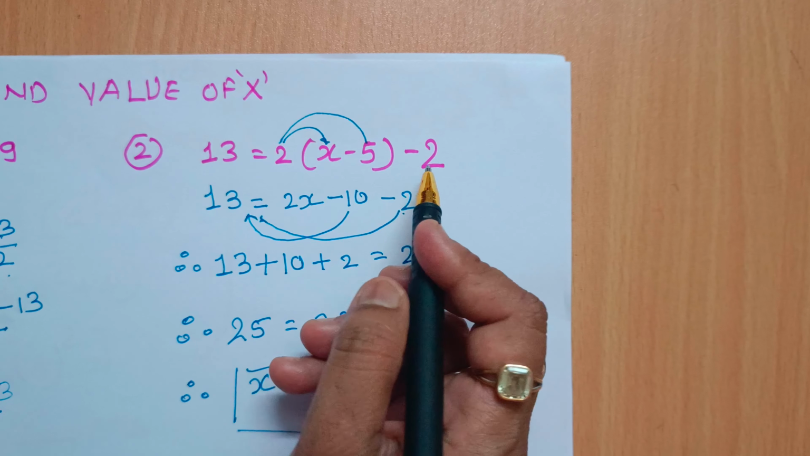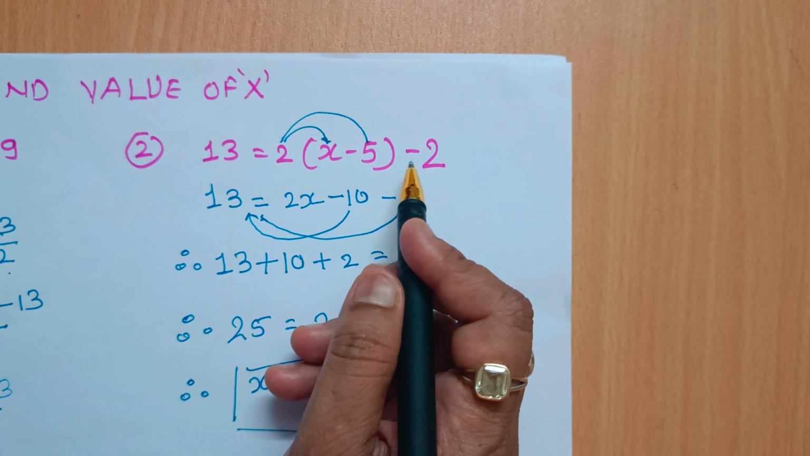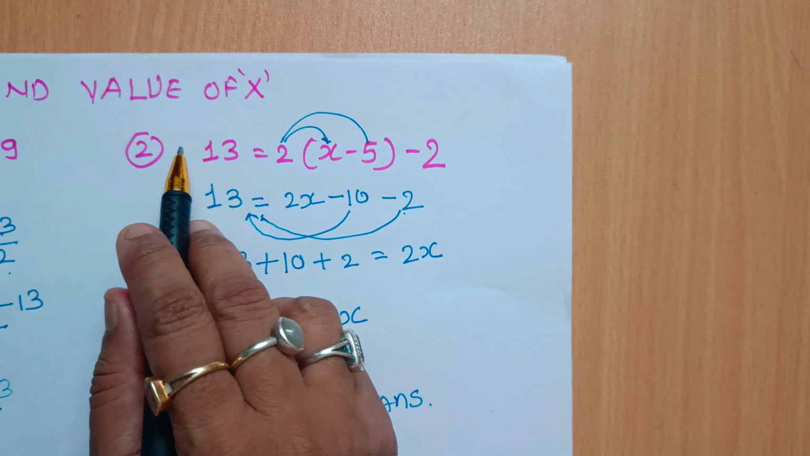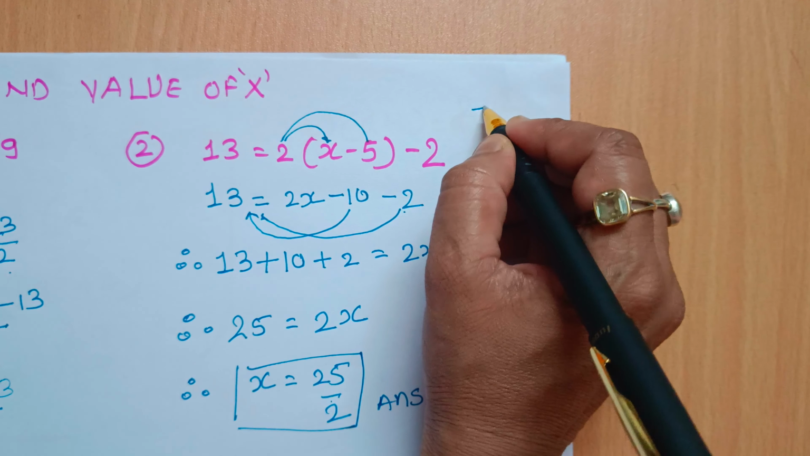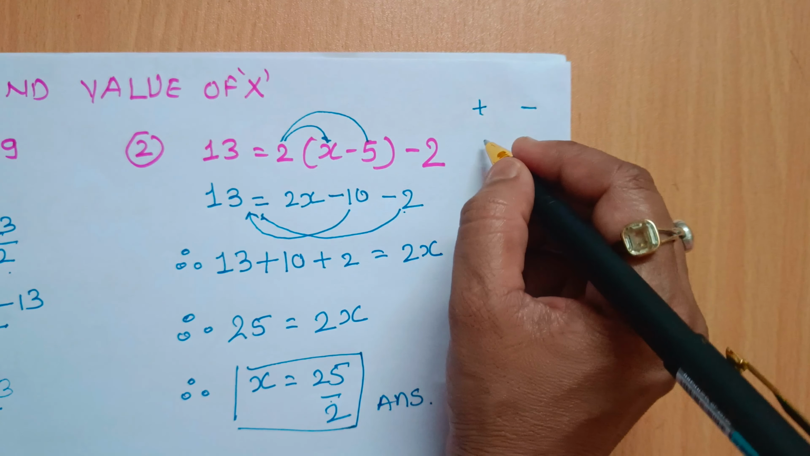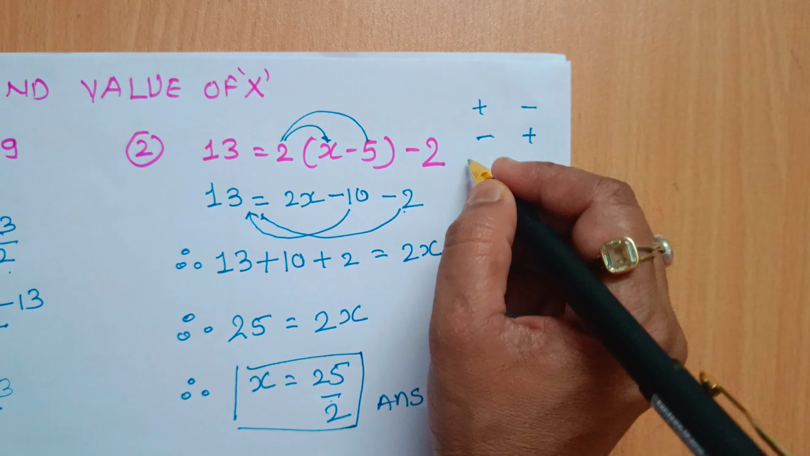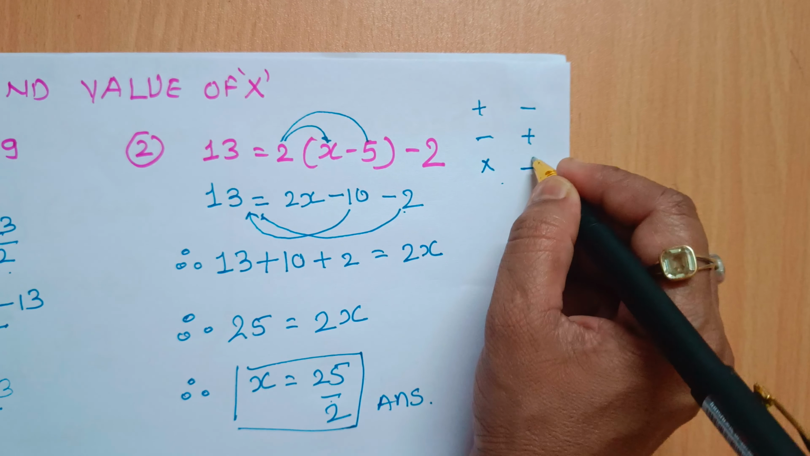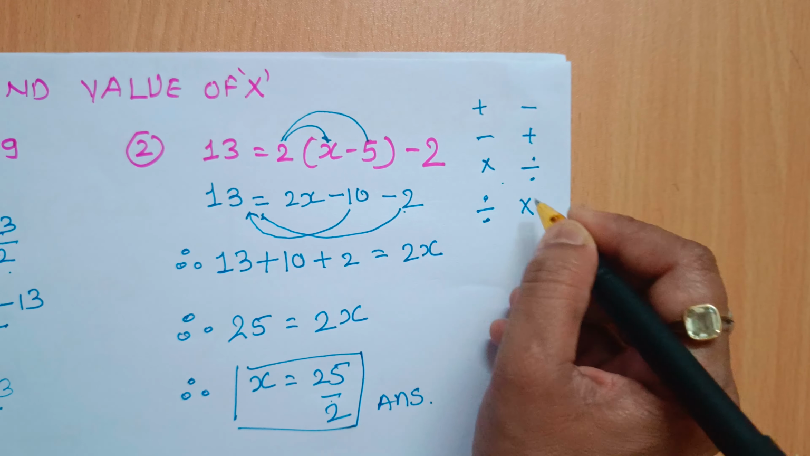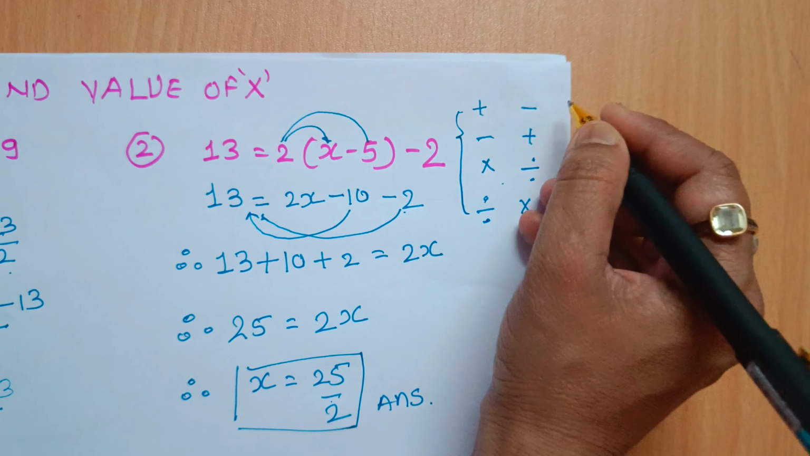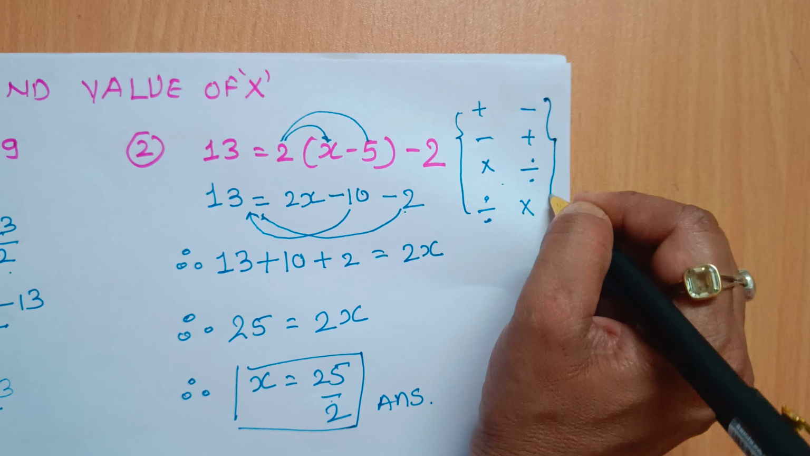Children, when transposing a number or variable from LHS to RHS and RHS to LHS, plus sign becomes minus and minus becomes plus. Multiplication becomes division and division becomes multiplication. Please try to remember these things.